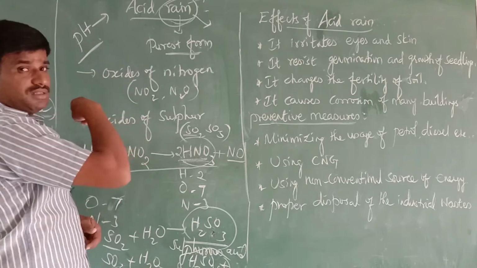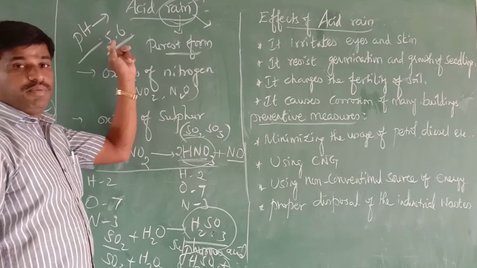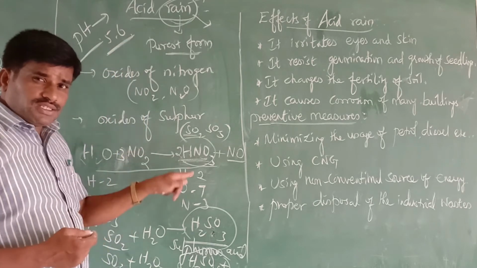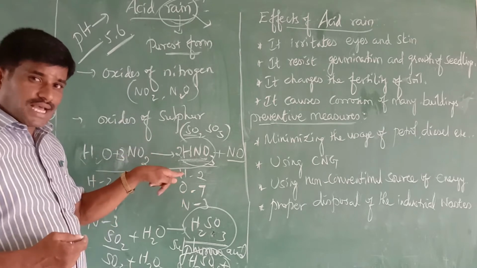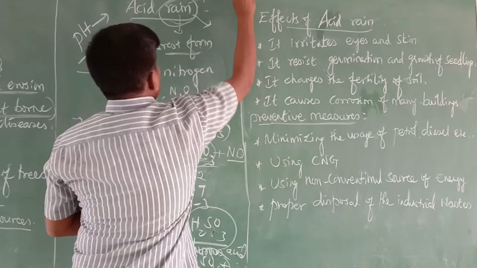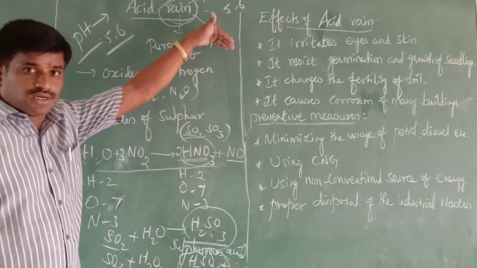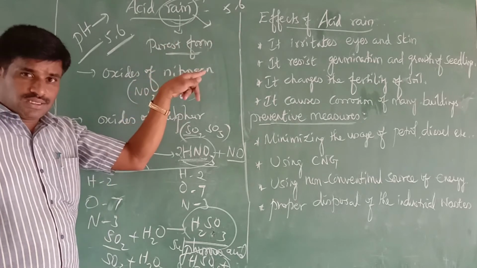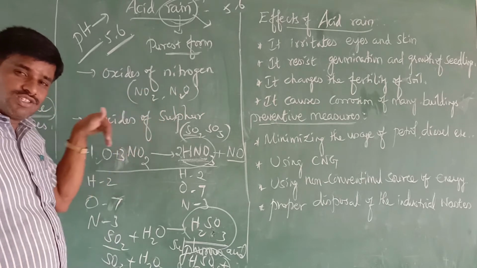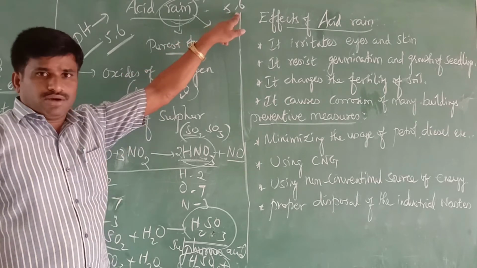The pH of rainwater is 5.6. When this pollutant is mixed with it, the rain becomes acid rain. The acid rain pH is less than 5.6. We know that on the pH scale, 7 is neutral. When it comes below 7, down to 0 or 1, the acidity is strong. So below 7 or 5.6, it is acid.